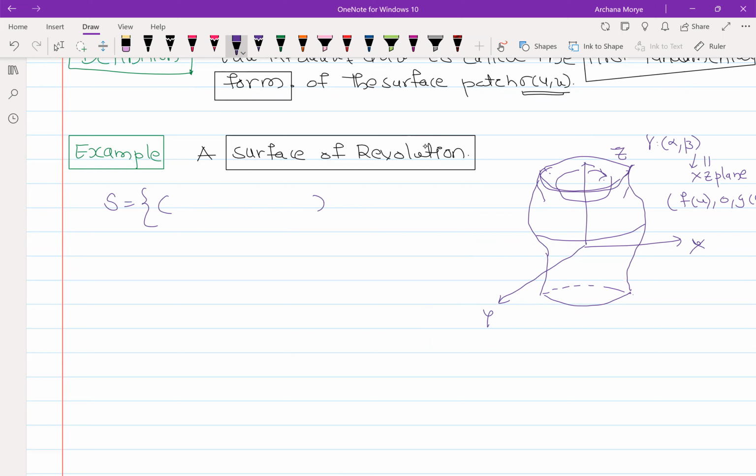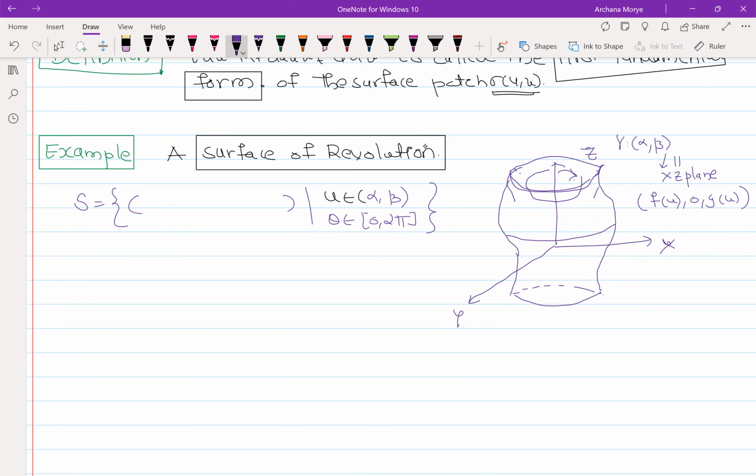Let me write it here. So gamma, this is from alpha beta we have, right? Which goes as, okay, u belongs to alpha beta and theta belongs to 0 to 2 pi. Okay, and now what will happen? Can you tell me what the equation will be, what this point will be?